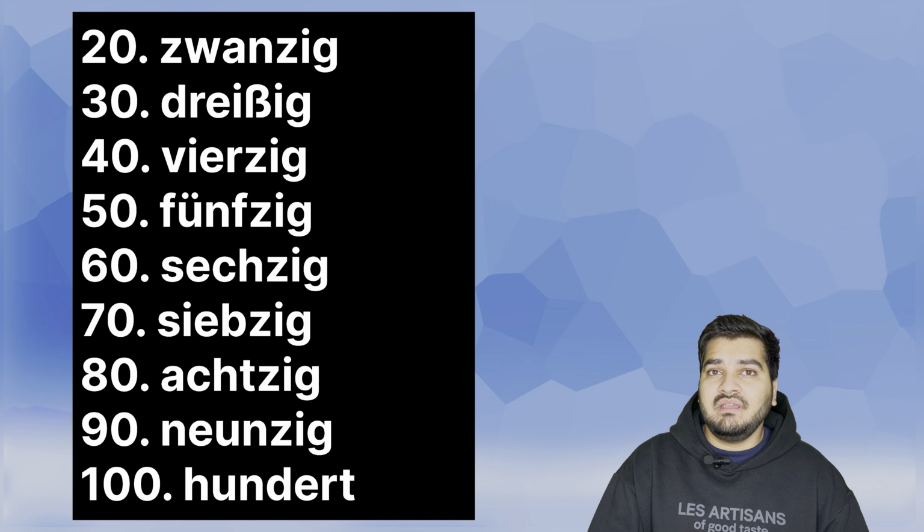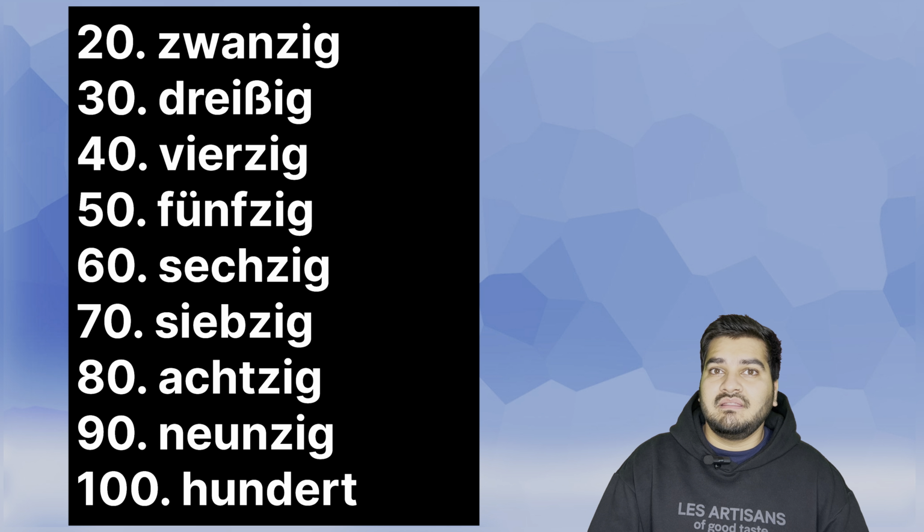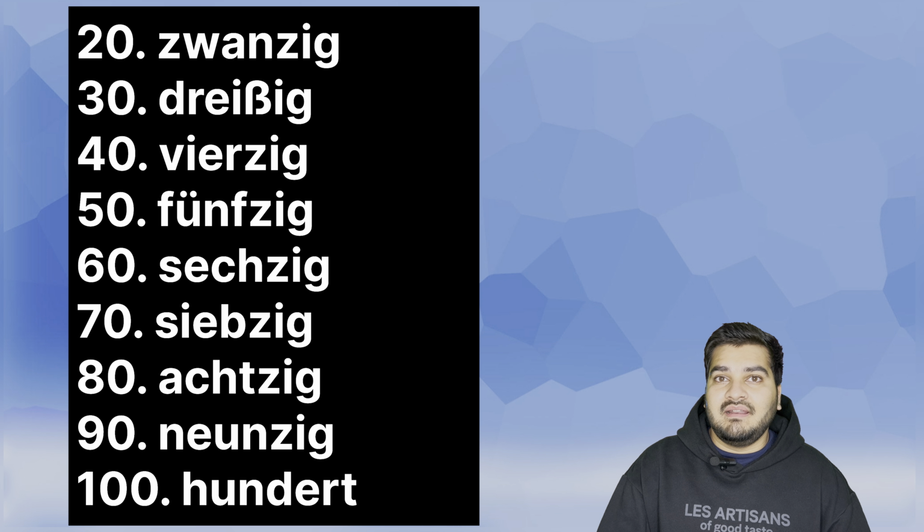Like 20 is zwanzig, 30 is dreißig, 40 is vierzig, 50 is fünfzig, 60 is sechzig, again not sechszig, sechzig, 70 siebzig, not siebenzig, siebzig, 80 is achtzig, 90 is neunzig, 100 is hundert.